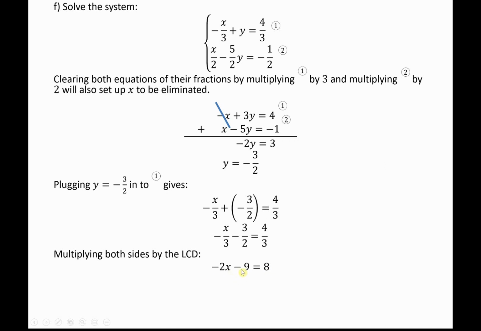But for now, let's go ahead and add 9 to both sides, divide both sides by negative 2, and you will get x equals negative 17 halves. Yikes, another negative fraction. So yes, the bottom of the screen kind of cuts this off. Sorry about that, but the solution set ordered pair is negative 17 halves, that's your x value, comma, negative 3 halves. Cool. And that's a wrap on those two methods.